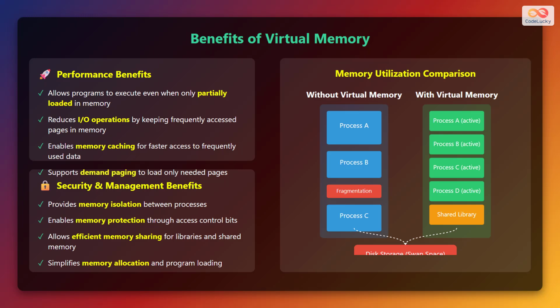Without virtual memory, processes compete directly for physical memory, leading to fragmentation and inefficient utilization. With virtual memory, only active parts of processes reside in physical memory, and shared libraries can be efficiently utilized. Disk storage acts as swap space for inactive pages.